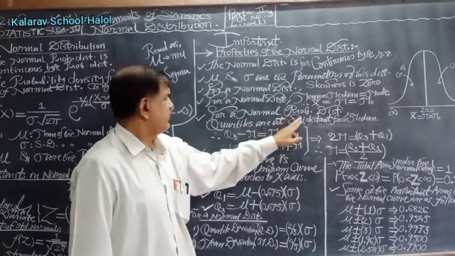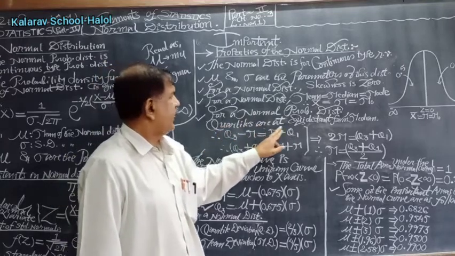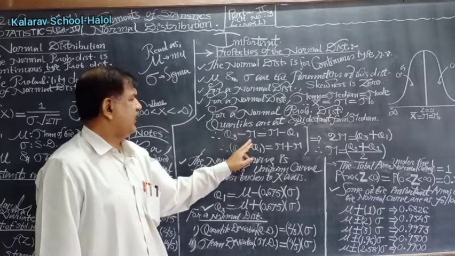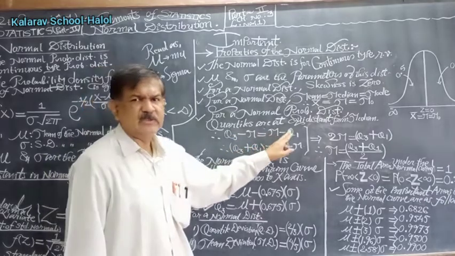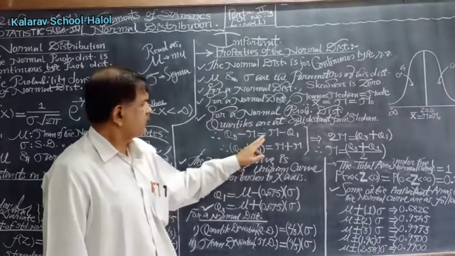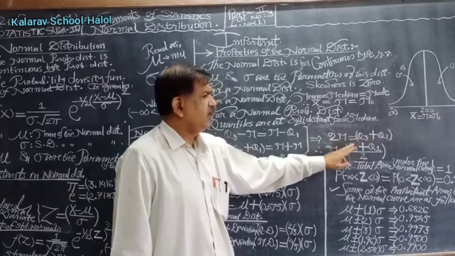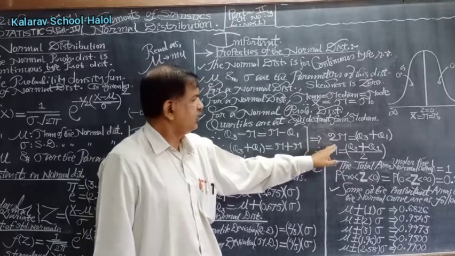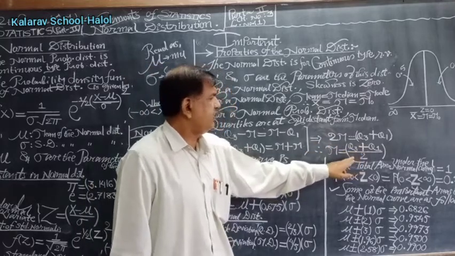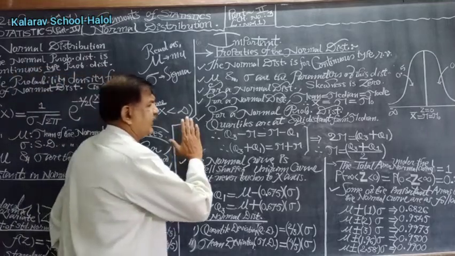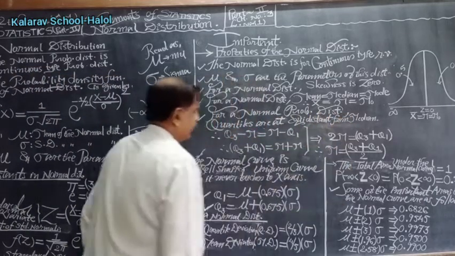For a normal distribution, quartiles are equidistant from the value of median, which means Q3 minus M is equivalent to M minus Q1. Therefore, Q3 plus Q1 equal to twice M. 2 times M equal to Q3 plus Q1, and that is why M equal to (Q3 plus Q1) upon 2. This is, quartiles are equidistant from the value of median.